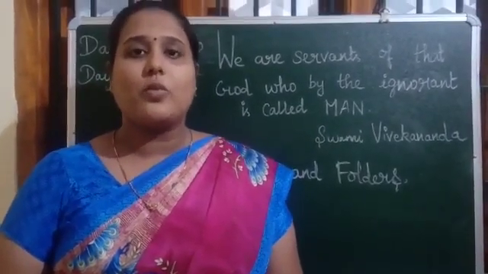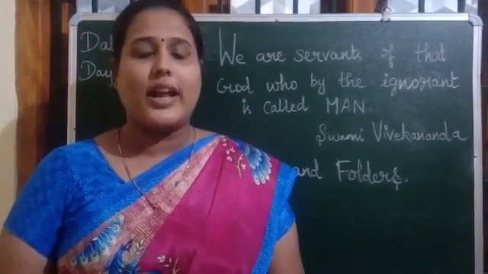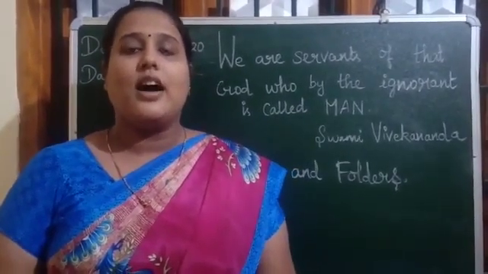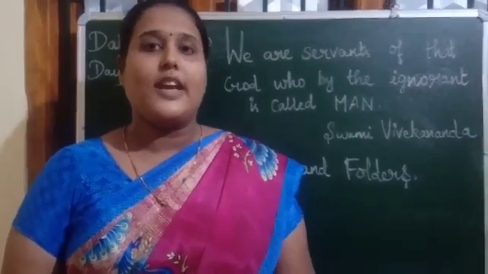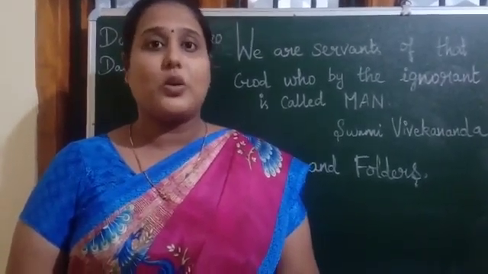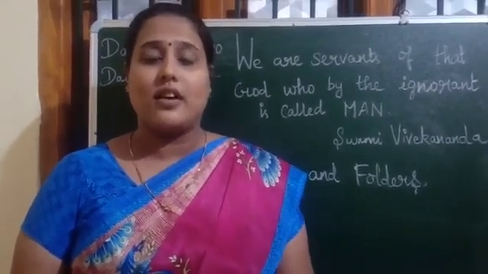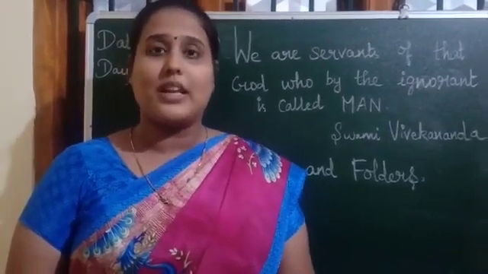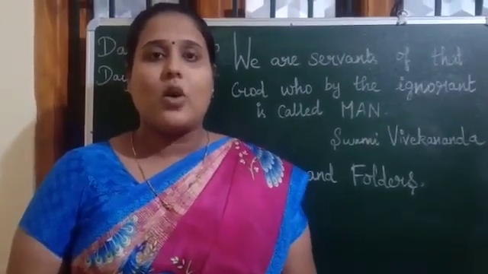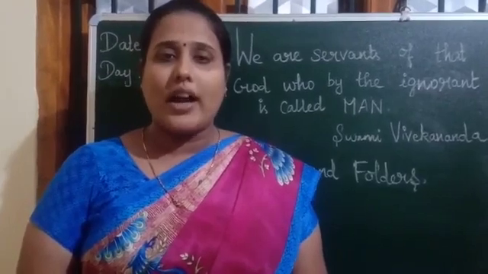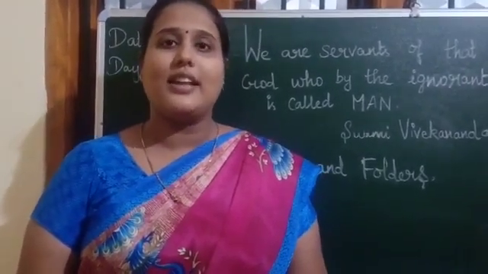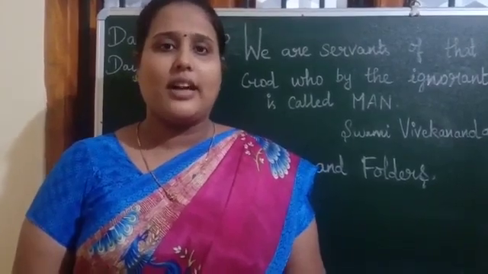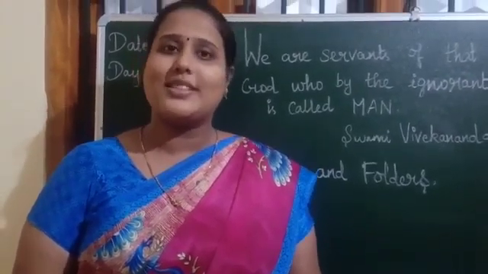Okay. So, before moving to today's class, let us do one activity. Okay, children? When I say one, you have to jump one time. When I say two, you have to jump two times. When I say three, you have to jump three times. Can you all do it now? Yes. One. Yes. Two. Yes. And then three. I hope you all did it. Okay. Let us move to today's class.